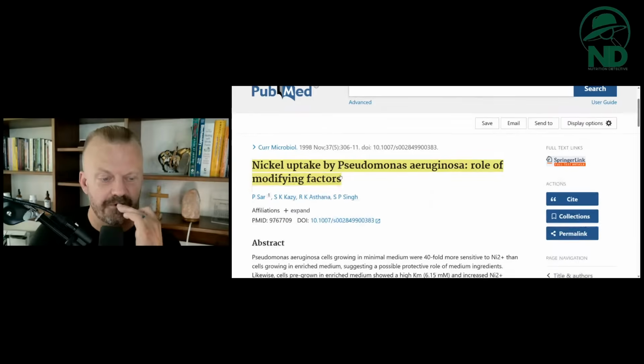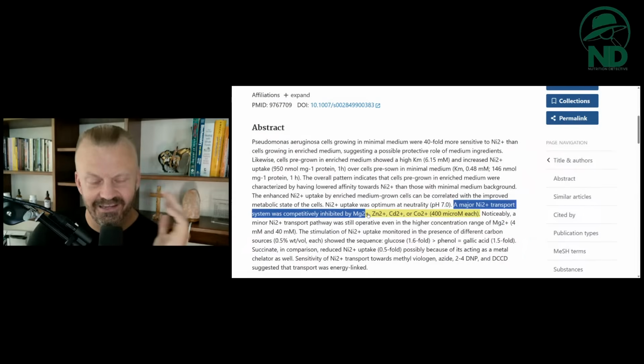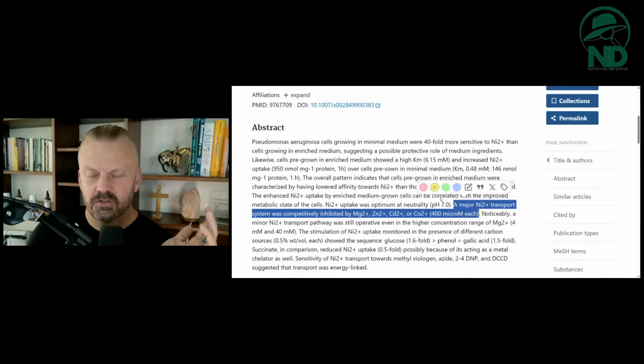It's a role of modifying factors. So we got more. Pay attention here. A major nickel transport system was competitively inhibited by magnesium. We like that. Zinc, we like that. And then we get into other things, cadmium and cobalt, which are not good. Notice they're all +2s. So what can you do?